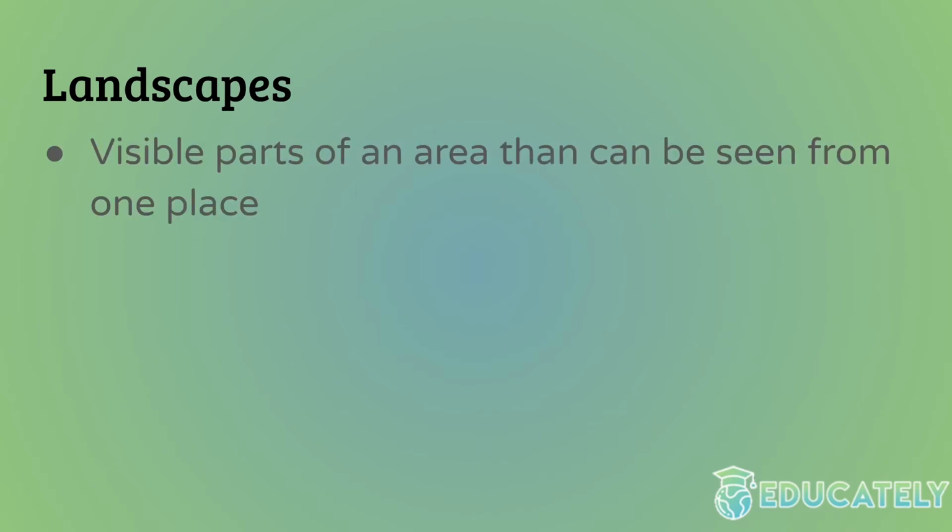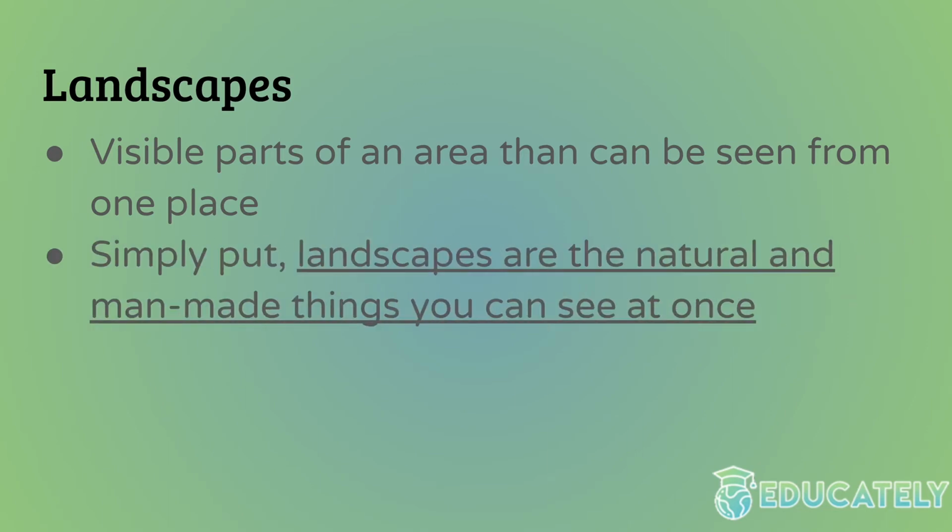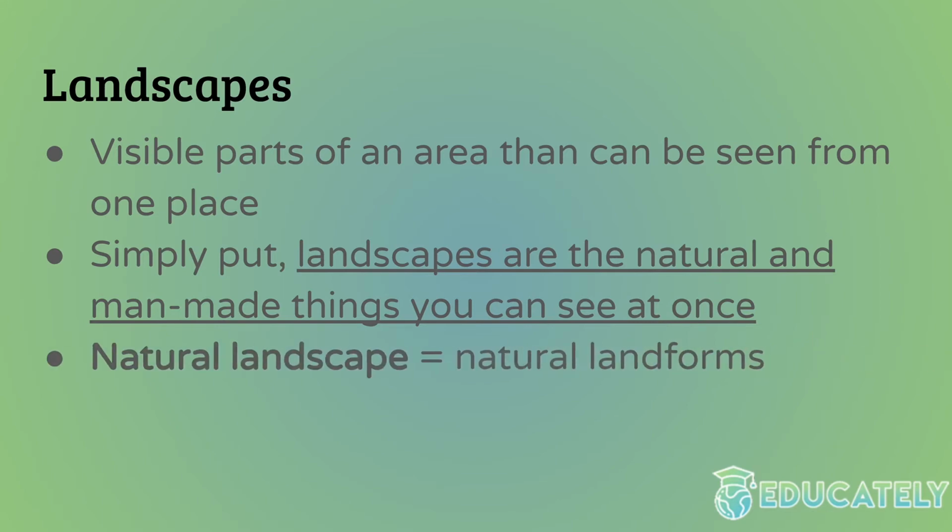Next, we're going to talk about landscapes. Landscapes are the visible parts of an area that can be seen from one place. So in simple terms, landscapes are the natural and man-made things you can see at once. So if you stand outside in the middle of your neighborhood and you look around, that's the landscape that's around you. A landscape can be divided into two subcategories.